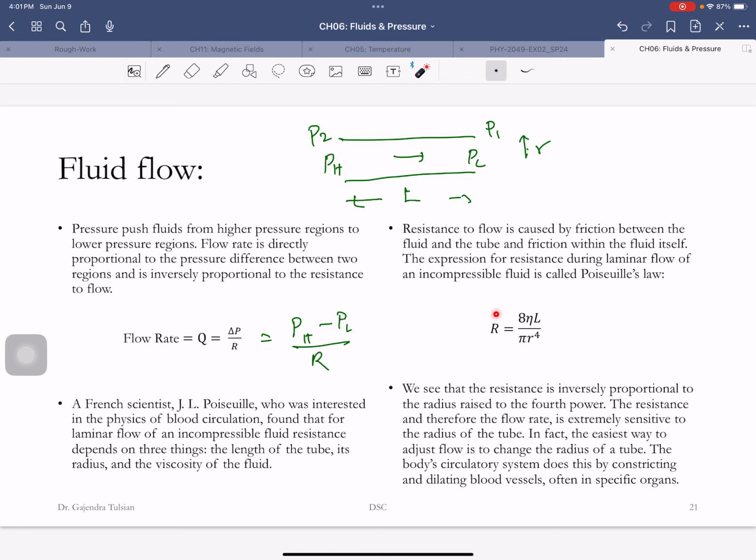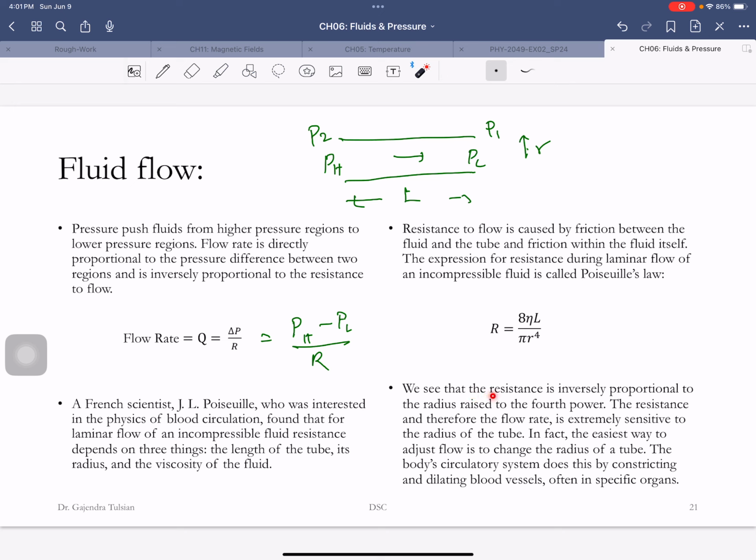So for instance, when you exercise and you want to increase flow rate to skeletal muscles when you're running, if you increase the pressure difference, your heart has to work harder. But an easier thing to do is decrease resistance, and you can decrease resistance by increasing the radius of the blood vessels supplied to the skeletal muscles. You increase the radius, the resistance decreases, and blood flow increases.